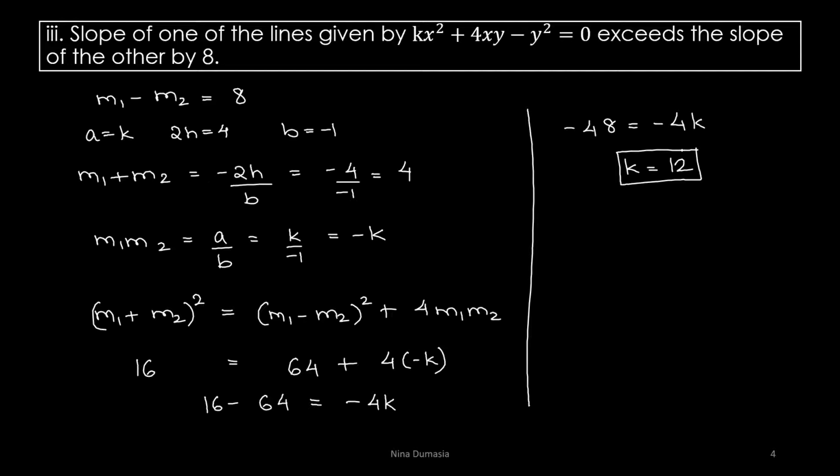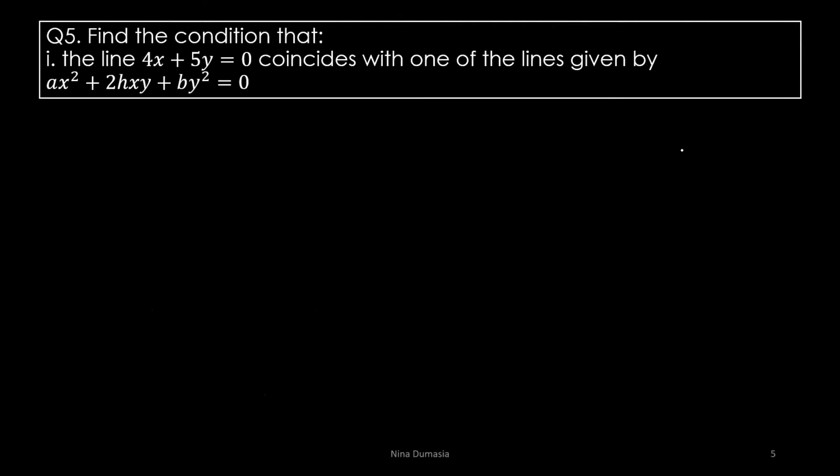Now let us look at the fifth question. Find the condition that the line 4x + 5y = 0 coincides with one of the lines given by ax² + 2hxy + by² = 0. अगर ये लाइन इनमें से किसी लाइन से कोइंसाइड करता है, मतलब जो इसका स्लोप होगा वो इसके ऑक्सिलरी इक्वेशन को सैटिस्फाई करेगा. ओके, सो फर्स्ट लेट अस फाइंड द स्लोप ऑफ दिस लाइन.